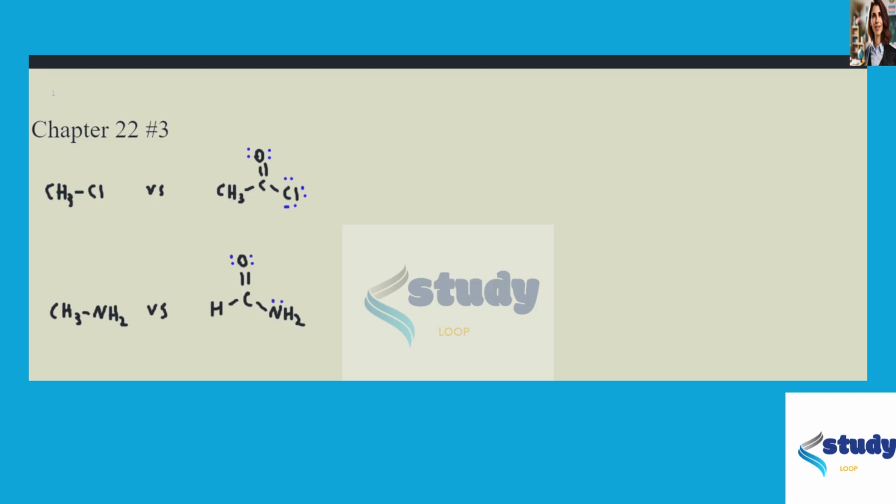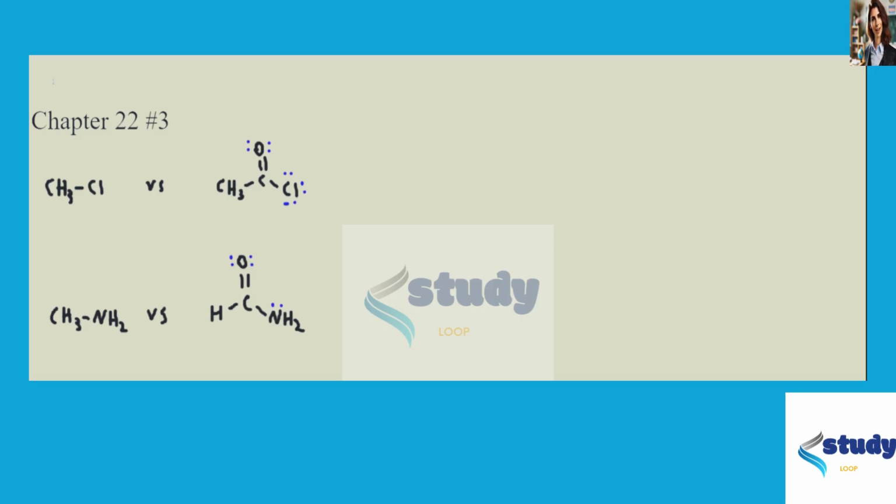This is the answer to Chapter 22, Problem number 3 from the Smith Organic Chemistry textbook. This problem asks, how do the following experimental results support the resonance description of the relative stability of acid chlorides compared to amides? The C-Cl bond length in CH3Cl, methyl chloride, and the comparable acyl chloride are identical at 178 ppm, but the carbon-nitrogen bond in formamide is shorter than the carbon-nitrogen bond in methylamine.